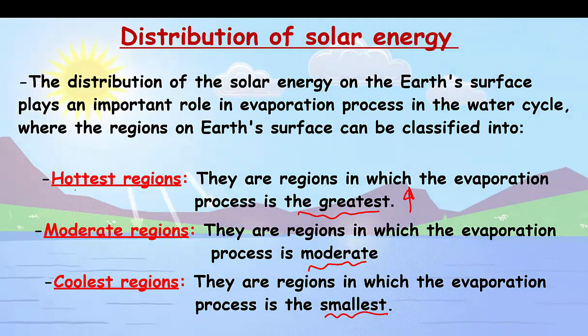So when the sun rays are perpendicular or the temperature is high, we classify this region as a hottest region and the evaporation is greatest. When this region receives inclined sun rays and the sun's effect is moderate, the evaporation also will be moderate. When the sun rays disappear, or the sun disappears, we call it the coldest region and the evaporation will be smallest.